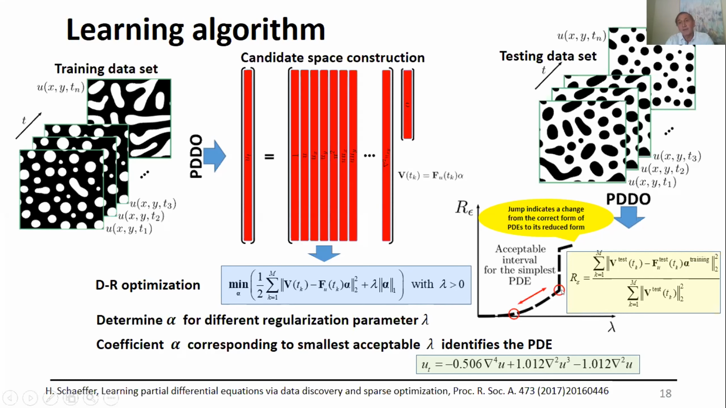What happens is that for different values, you have this behavior, and then all of a sudden you see a jump, and then the solution form that you have actually reduces. So this jump here indicates a change from the correct solution form to a reduced form. So basically your acceptable interval for lambda is here. If you want to choose minimum error, then you should take the smallest possible lambda. This is the way you identify the regularization parameter lambda. So the coefficient alpha corresponding to the smallest acceptable lambda identifies the partial differential equation. In this case, this is the one that we identify.